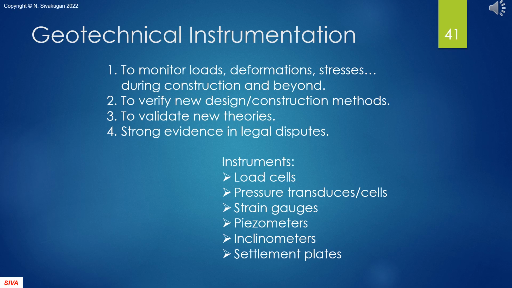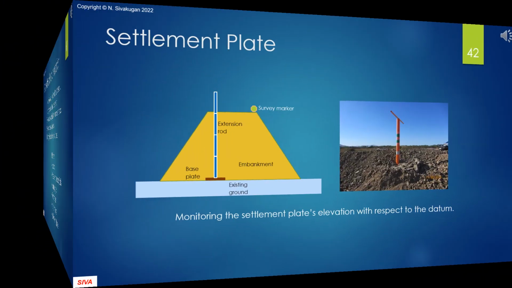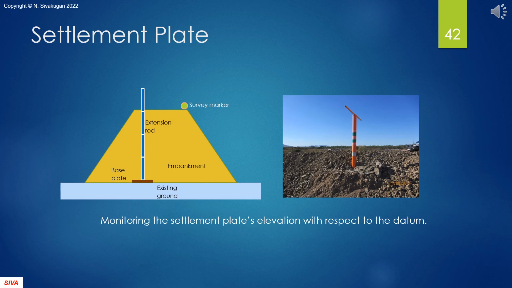There are many reasons for instrumenting a structure or facility at a site. We use a range of geotechnical instruments for measuring the different parameters. The book by John Dunnicliffe is an excellent reference on this subject. Settlement plates are simple devices with a flat base and a stem embedded in the soil. The elevation of the top of the stem is monitored with time and the settlements are determined.